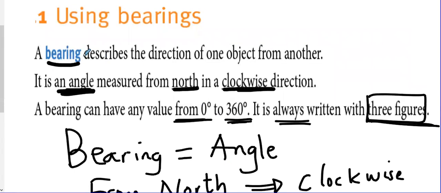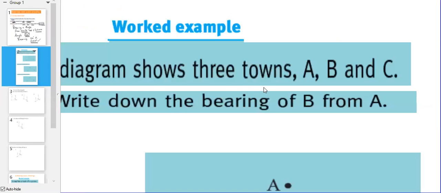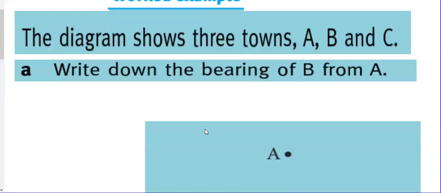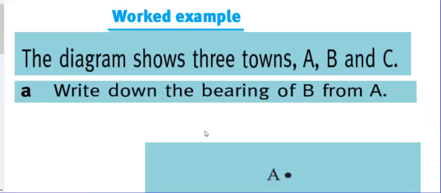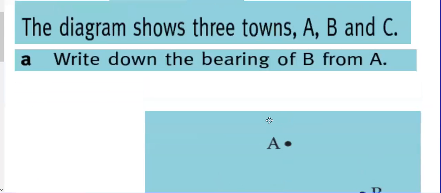Now let us see some worked examples. What do we basically do when we are asked to find the bearing? What do the questions look like? Let us quickly go to the questions and see how they ask them. Let us start with a very simple question. Here we go. The diagram shows 3 towns. Can you see this diagram? I think yes. This diagram shows 3 towns, A, B, and C.